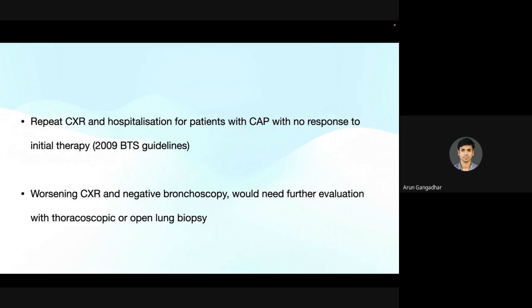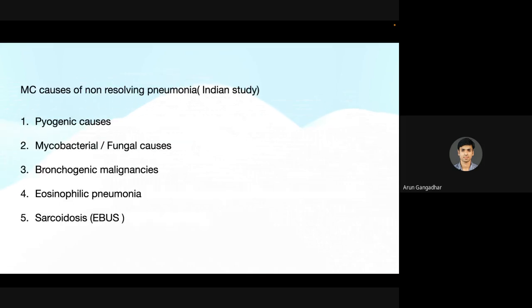What does the guideline say regarding a patient who has a consolidation which is not resolving? The first thing you have to do is repeat the X-ray, repeat the investigative parameters, and get the patient admitted. That is what the 2009 British Thoracic Society guidelines say. In a scenario where the X-ray is worsening and the bronchoscopy is also negative, we have to go in with a thoracoscopic lung biopsy or even a surgical lung biopsy.